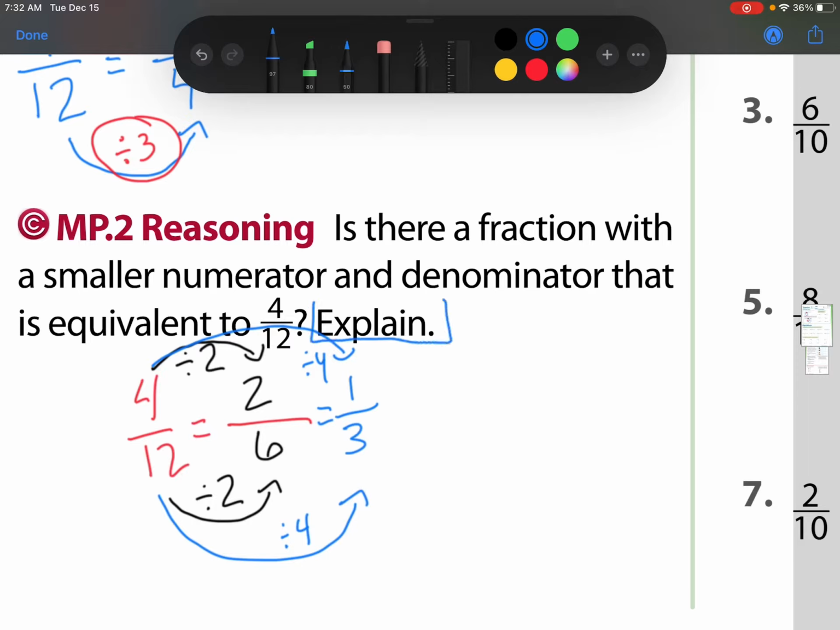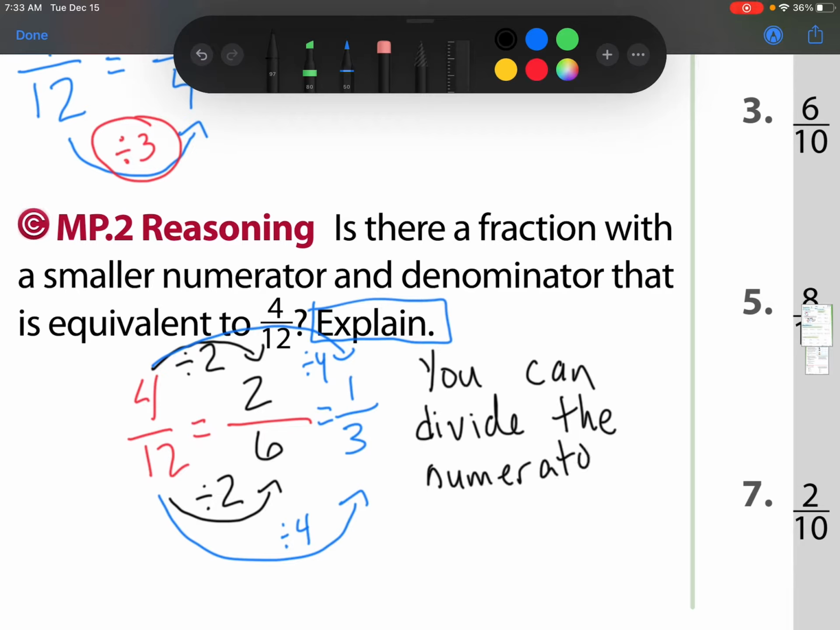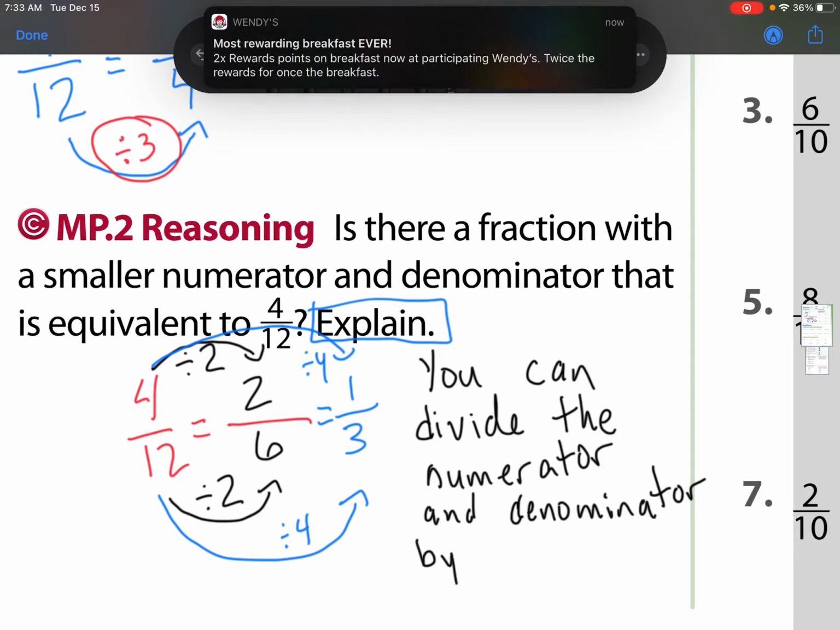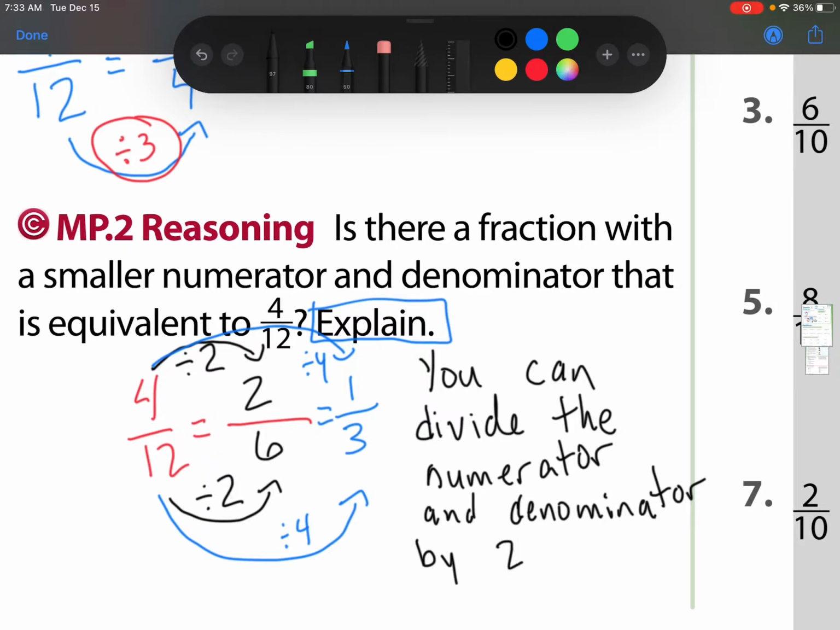So now we need to do explain. We could pick either of these ones to explain. I'm going to do 2/6. You can divide the numerator and denominator by 2 and get, well, what do we get when we divide by 2? We got 2/6. So let's head to our next one.